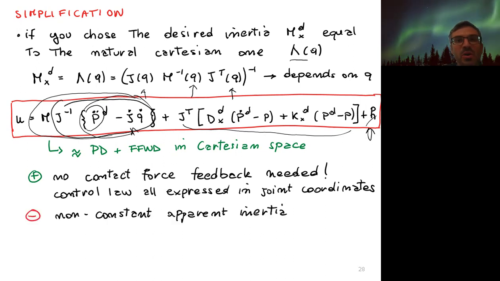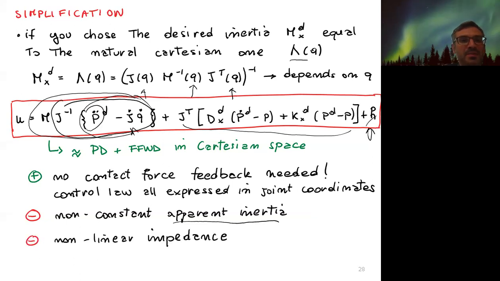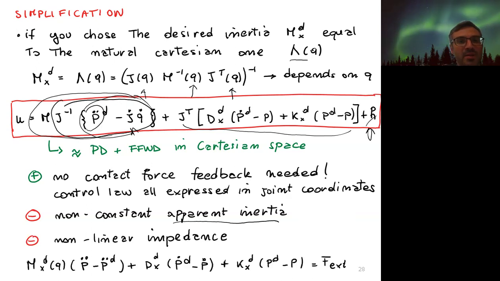Everything is expressed in joint coordinates, so this is very desirable and simple, but we have non-constant apparent inertia. And also this inertia is nonlinear, because now the impedance felt at the end effector is no longer joint independent, but is dependent on the joint configuration. So it's this expression. Sorry, these are flipped.